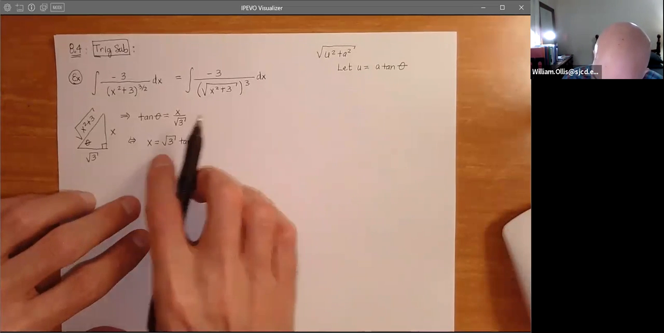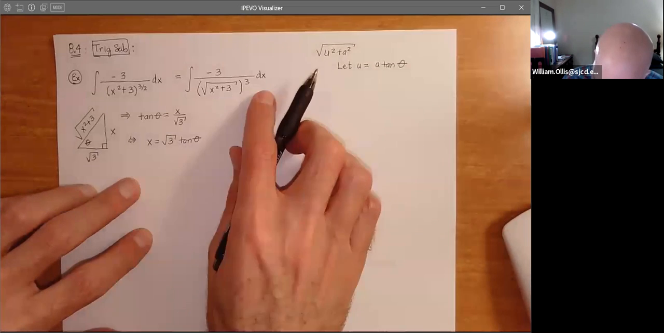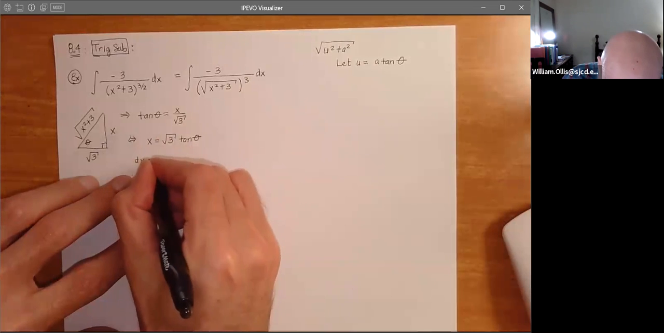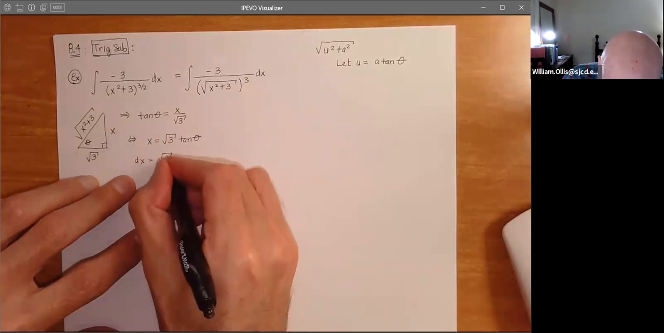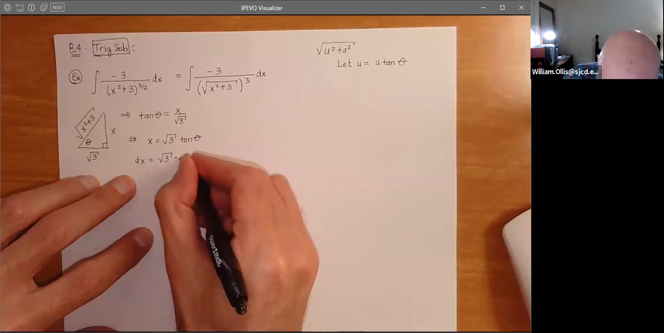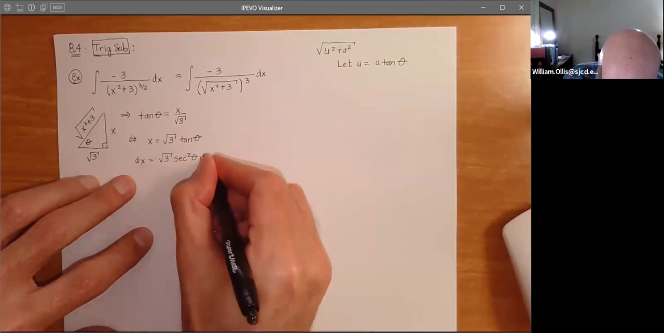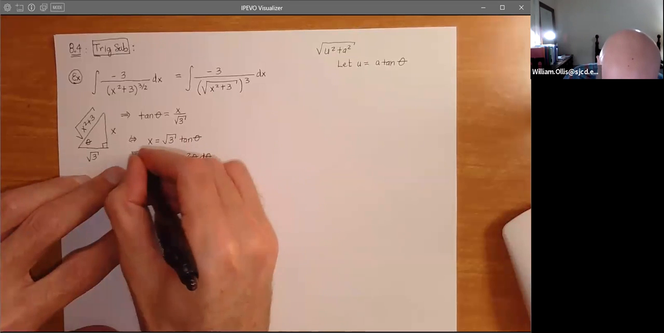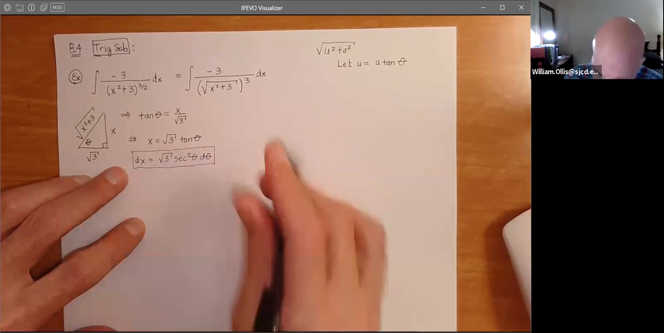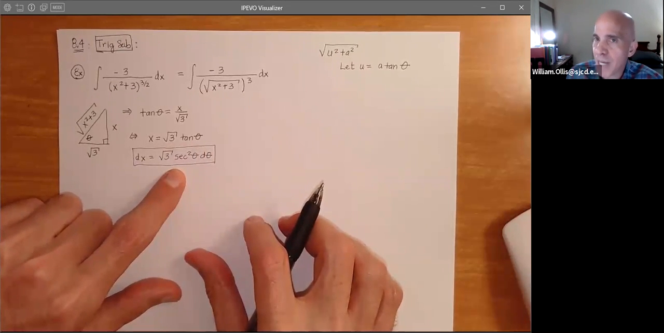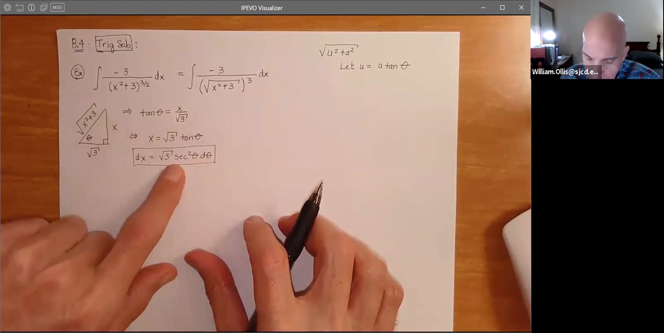So now if we look at this, we're thinking, okay, well, dx, we can do the differential. dx equals square root of 3, and the derivative of tangent is secant squared theta d theta. So this is just like substitution. So boom, we've got that piece right there. Just like when we do substitution, we've got a lot of pieces that we have to transform, okay?